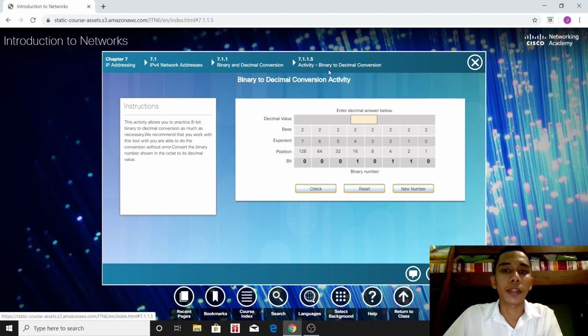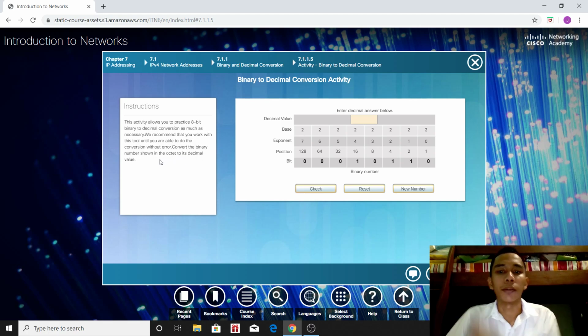Activity 7.1.1.5, binary to decimal conversion. Instruction: this activity allows you to practice 8-bit binary to decimal conversion as much as necessary. We recommend that you work with these tools until you are able to do the conversion without error. Convert the binary number shown in the octet to its decimal value. Okay, let's start. This is the base, the exponent, the position, and the bits.